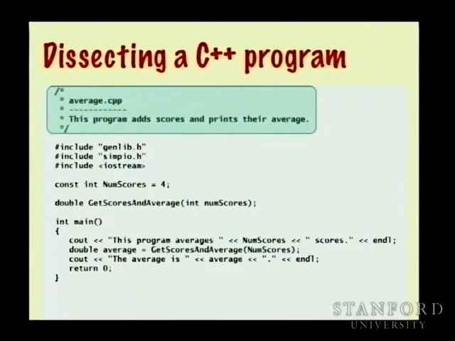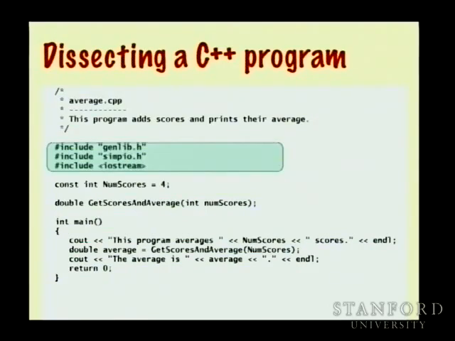This one starts with a comment, always a good idea, using the /* multi-line comment to identify it. It says, this is average.cpp, and it adds scores and prints their average. Just like all the good style habits that you have in Java, hopefully they translate quite well to C++, explaining to the reader where we're going and what we're doing.